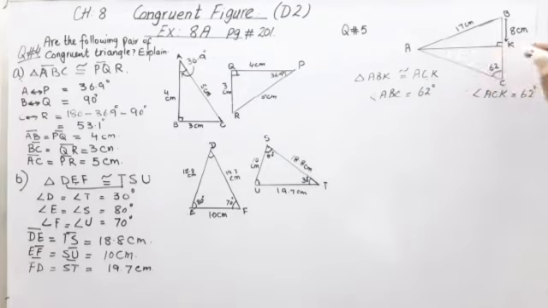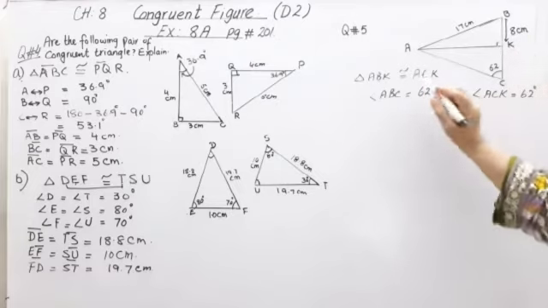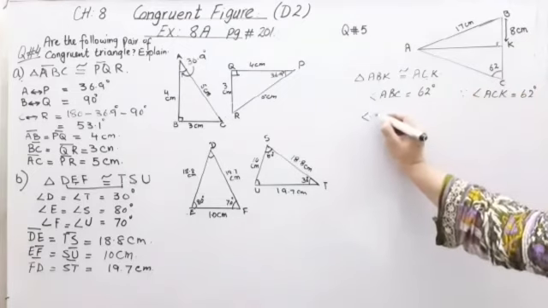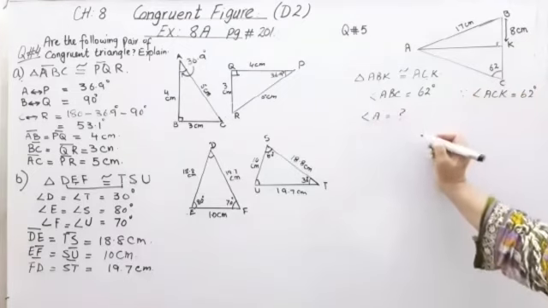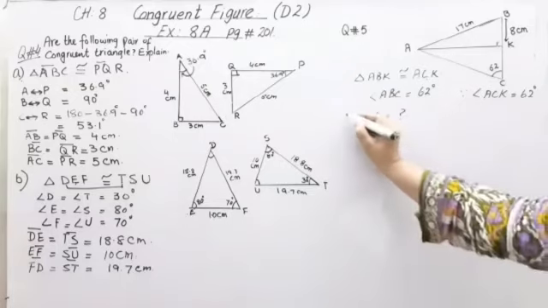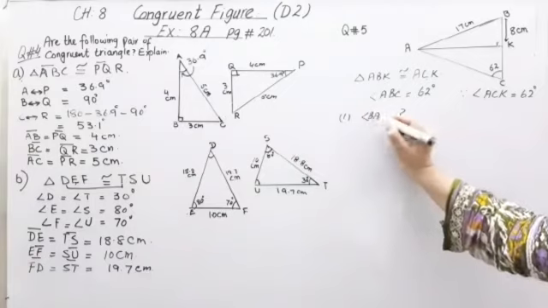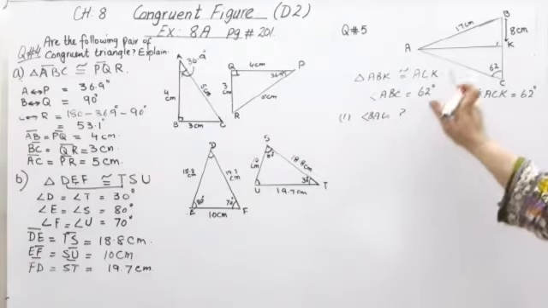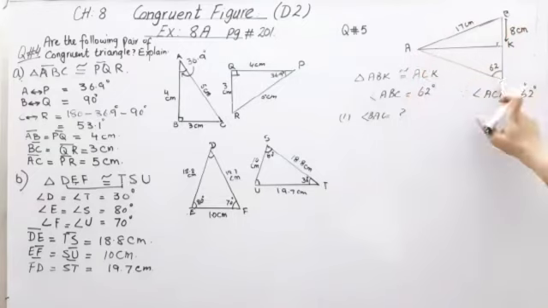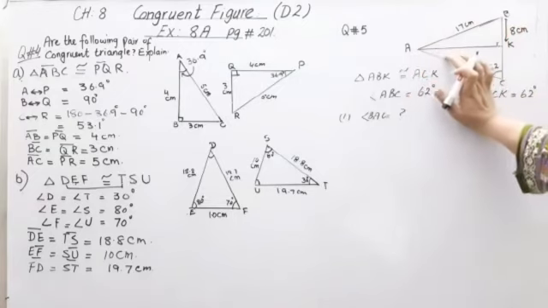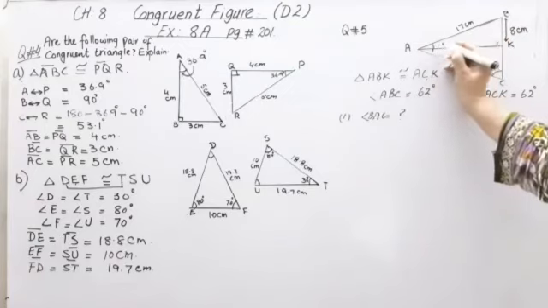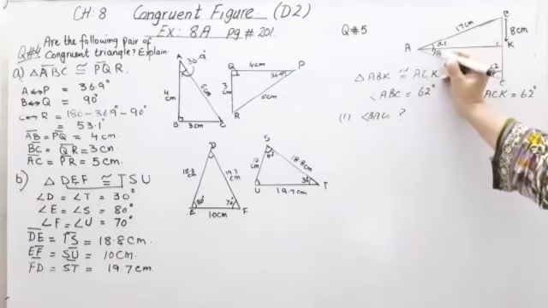And now angle AKB is also 90. Where you see this square, this will always be 90. No need to write the 90 here. Now we find out angle A. The first part is to find the angle BAC. But our A is divided into two parts, A1 and A2.